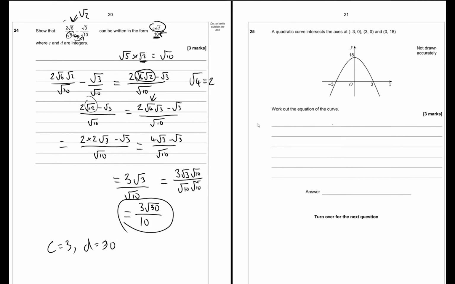Alright, so question 25. A quadratic curve intersects the axes at (-3, 0), (3, 0), and (0, 18). Work out the equation of the curve. Okay, so let's write the general form of a quadratic, which is y equals ax squared plus bx plus c. So let's look at the 3 points we have, and start with the easiest one, which is (0, 18).